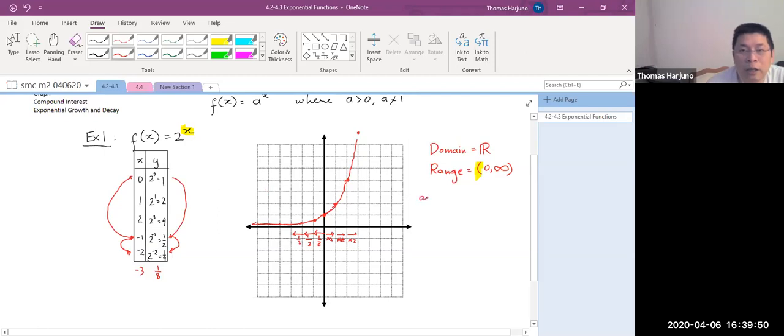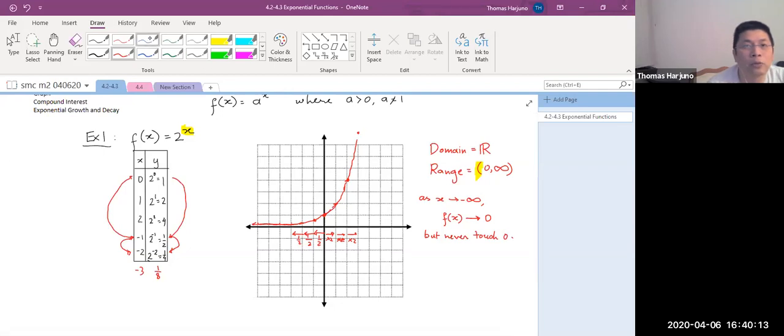Okay, as x goes to negative infinity, the function f(x) will go to 0, but never touch 0. Therefore we have a new terminology: y equals 0 is the asymptote.